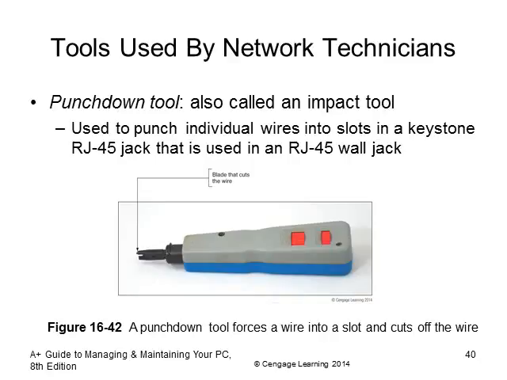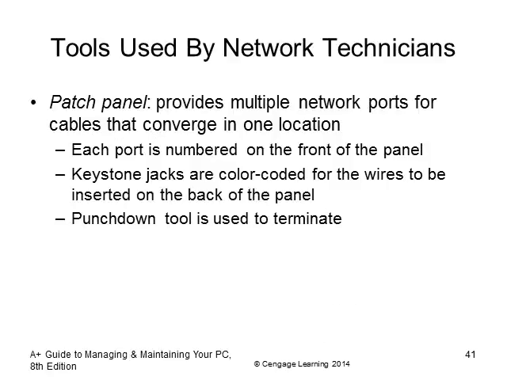Punch down tool. Punch down tool, sometimes referred to as an impact tool, is used to punch individual wires into slots in a Keystone RJ45 jack, which is used in a RJ45 wall jack.